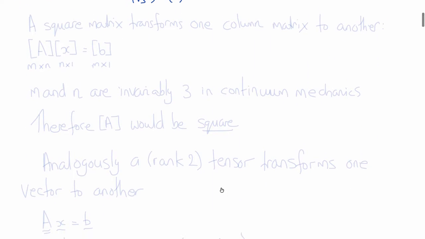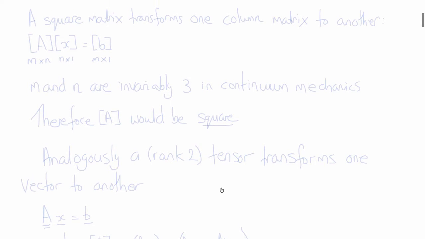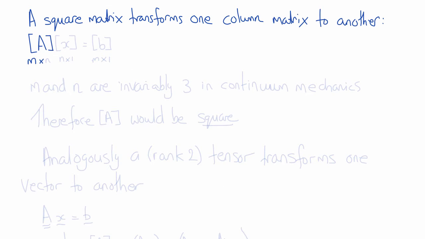Now, a property of a square matrix is that it transforms one column matrix to another column matrix. For example, A times X equals B. If A is an m by n matrix and X is an n by 1 matrix, then B would be an m by 1 matrix.